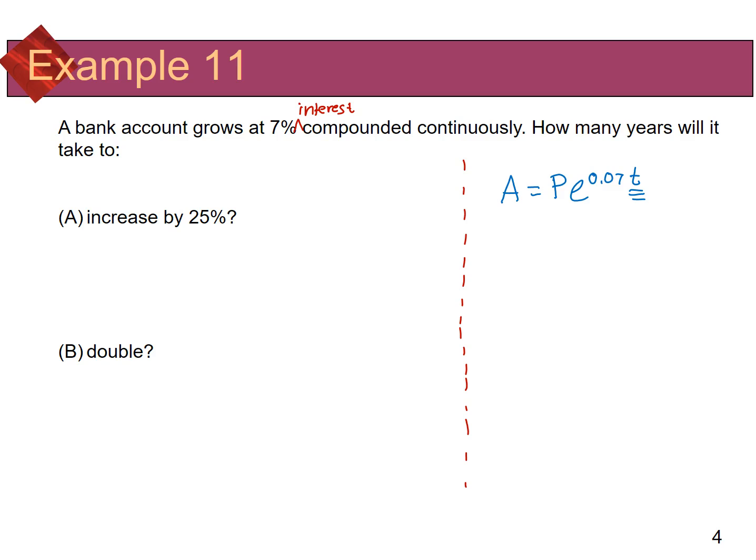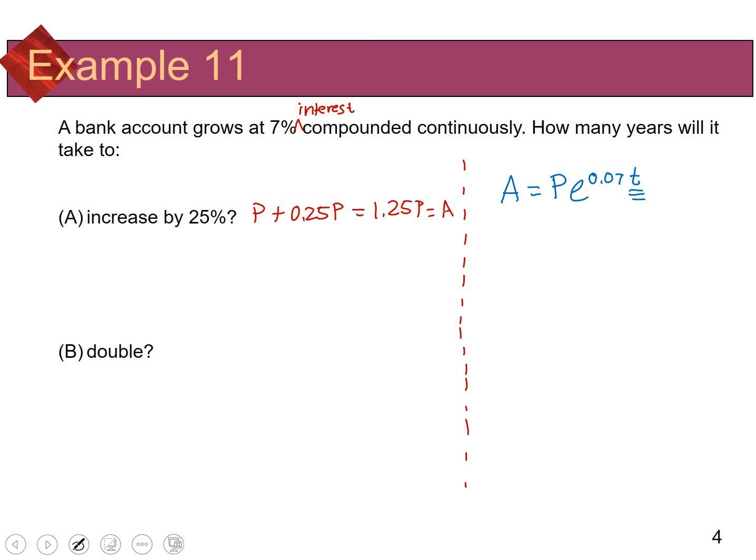So with this, if I increase by 25%, that means that, if I start with an initial amount of p, I'm going to be adding 0.25 times p to that for a grand total of 1.25p. So that's what my final amount is going to need to equal in this instance.